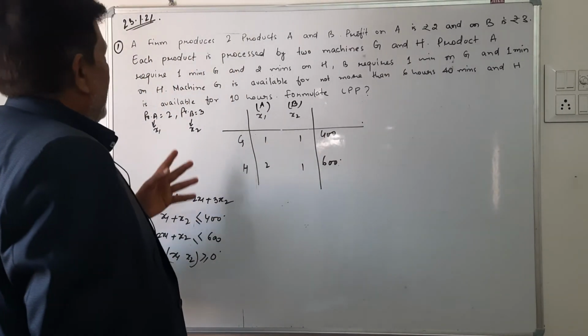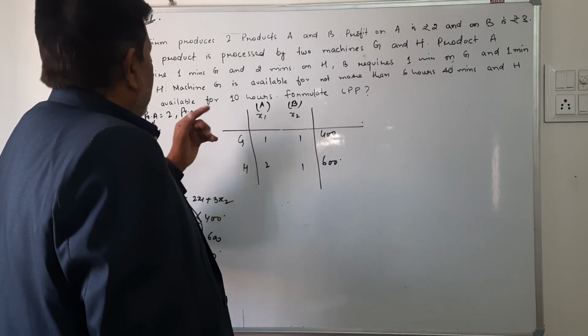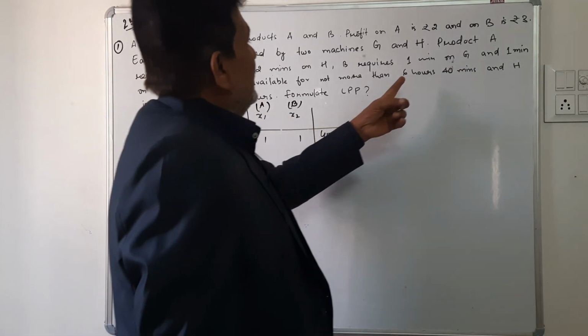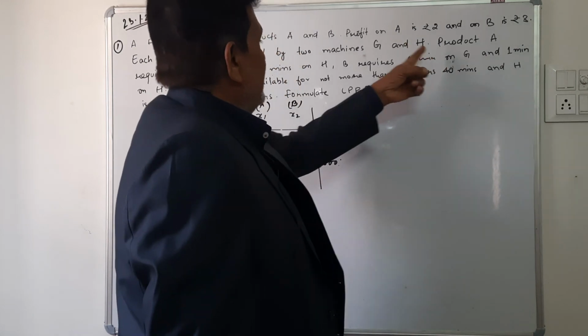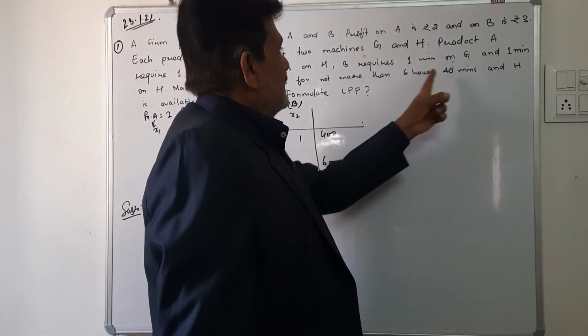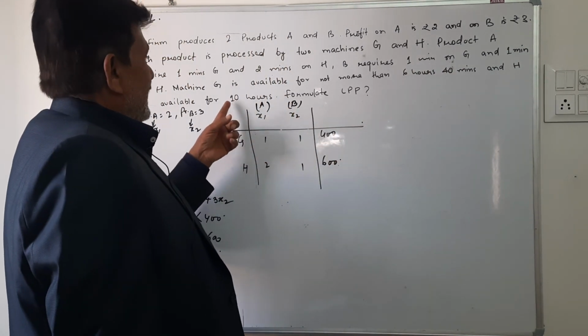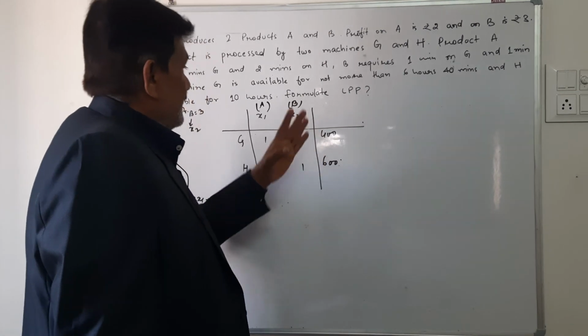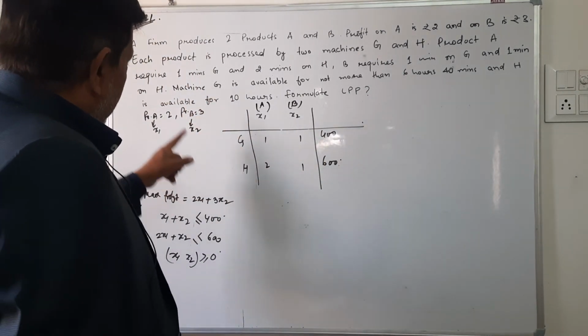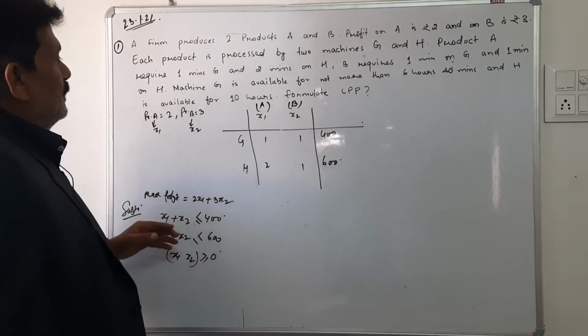Now the firm has the utmost available quantity of G and H. G is available for 6 hours 40 minutes. Everything is given in minutes, so this 6 hours has to be converted into minutes. So 6 hours 40 minutes becomes 400 minutes, and this 10 hours becomes 600 minutes. So now this is just in a tabular form. It can be converted into an LP problem.